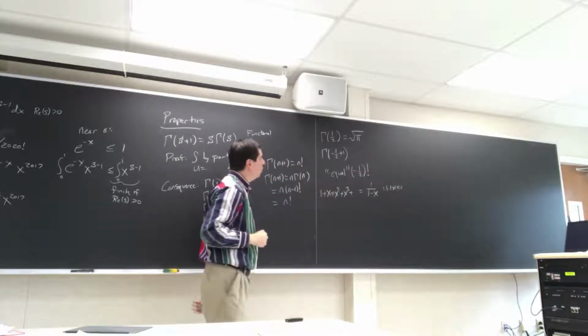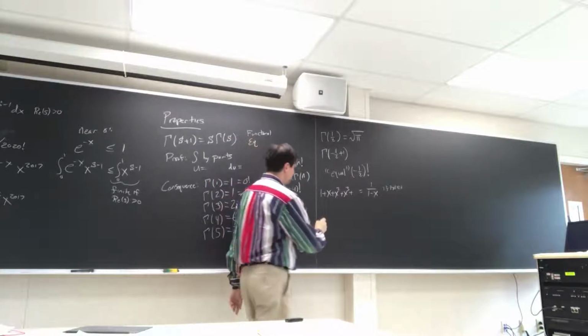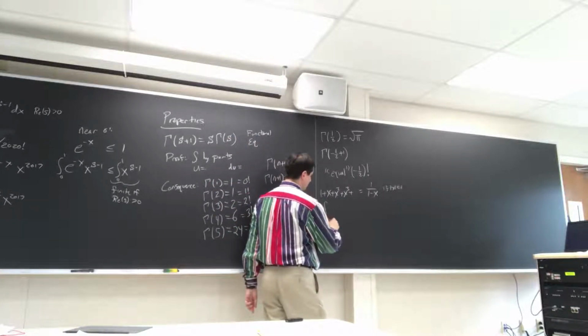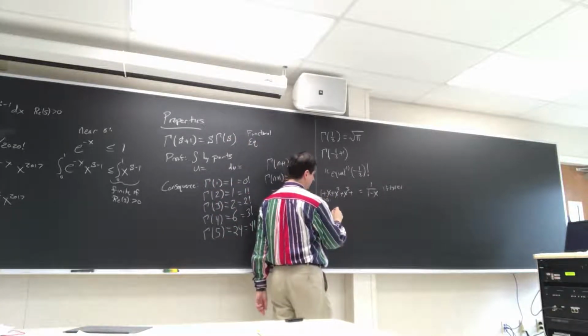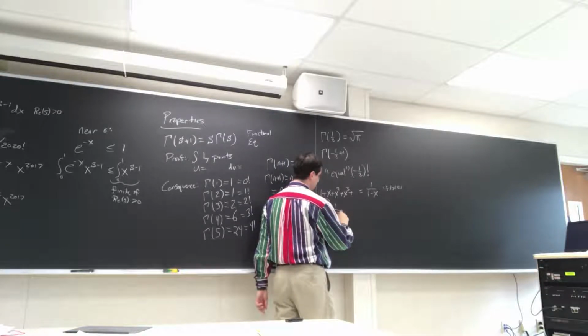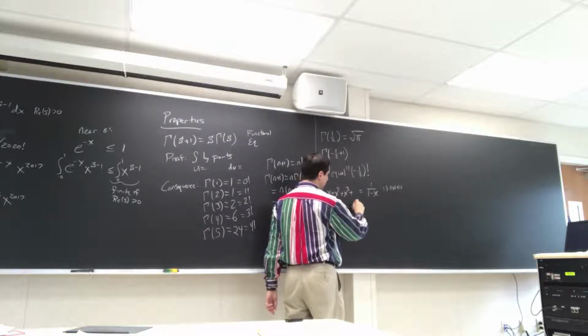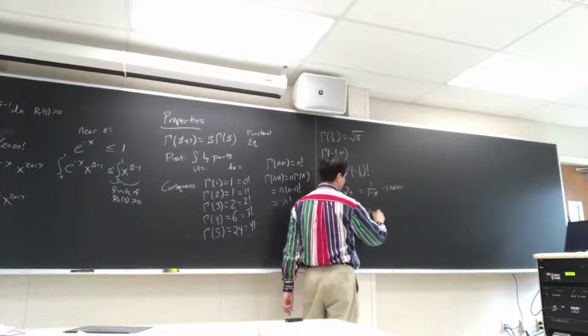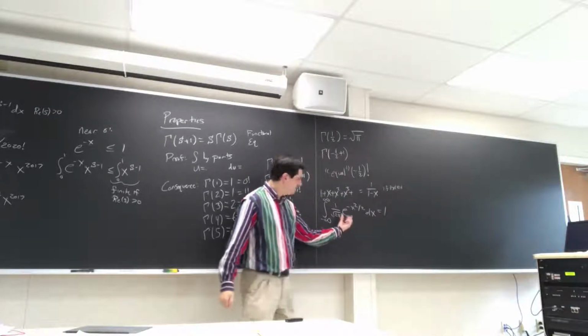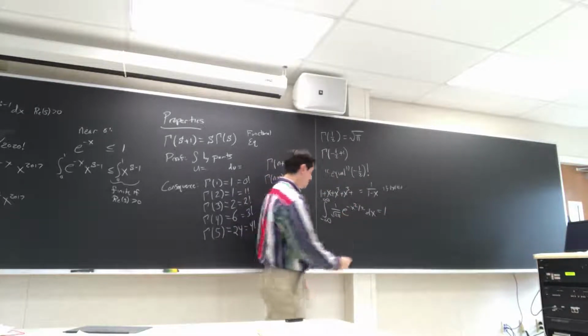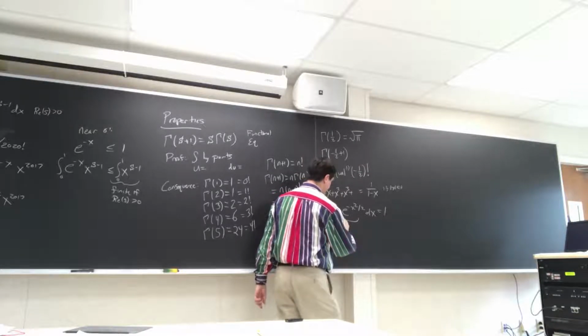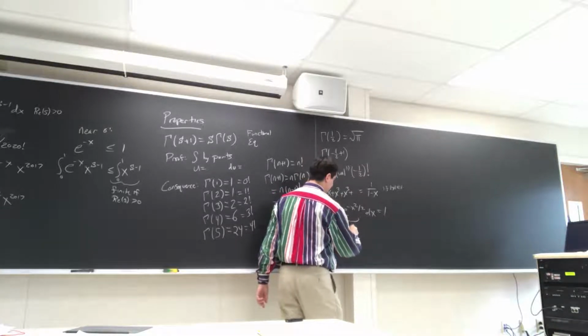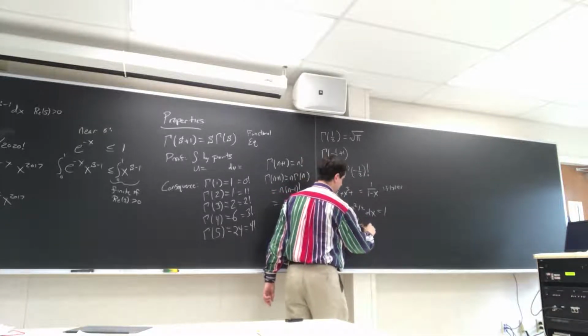All right. The way you can actually see this is you can look at, we proved this in class, the integral from minus infinity to infinity of 1 over square root of 2 pi e to the negative x squared over 2 dx equals 1. This is the density of the standard normal.